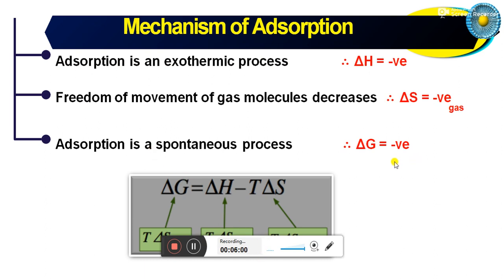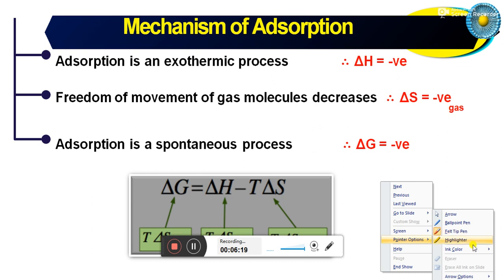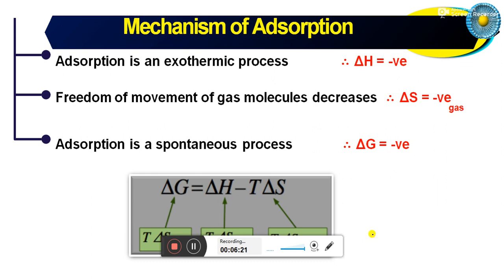You can see the Gibbs energy, delta G, is equal to delta H minus T delta S. Delta G stands for the change in Gibbs energy, delta H the change in enthalpy, delta S the change in entropy. Gas molecules are attaching on the solid surface, so automatically the delta S value decreases. Whenever delta S decreases, delta S becomes negative, and this is also an exothermic process, so delta H is also negative. But if both become negative, delta G becomes positive?